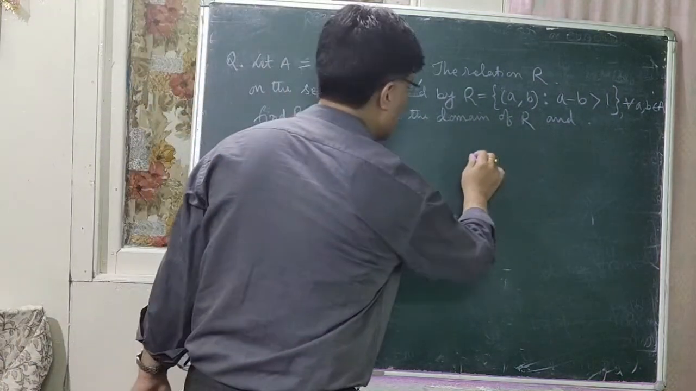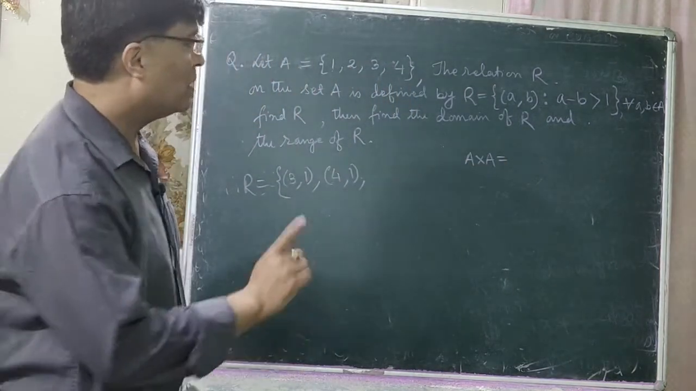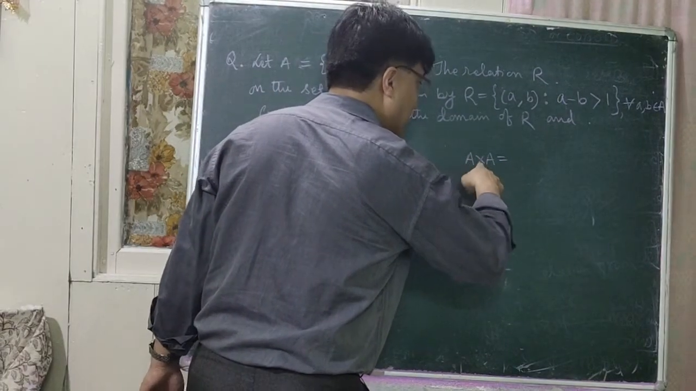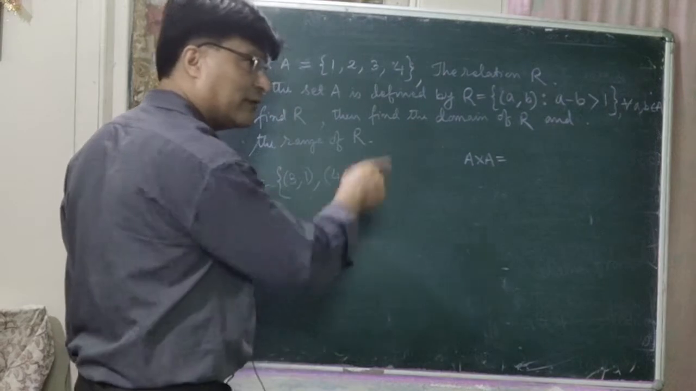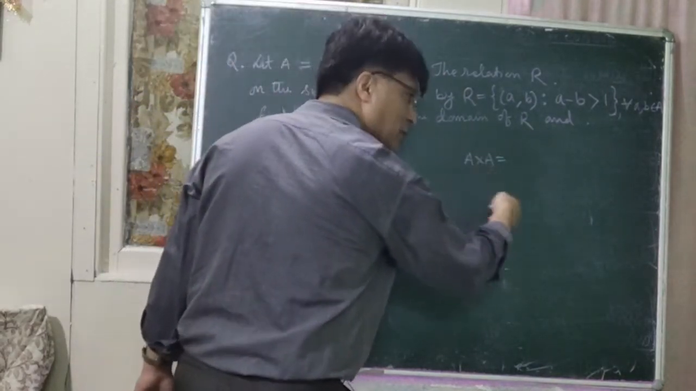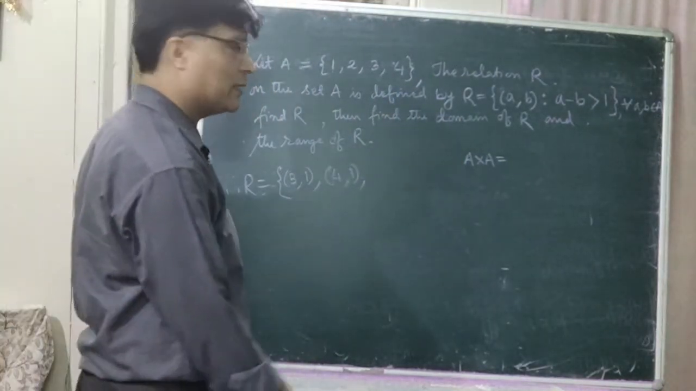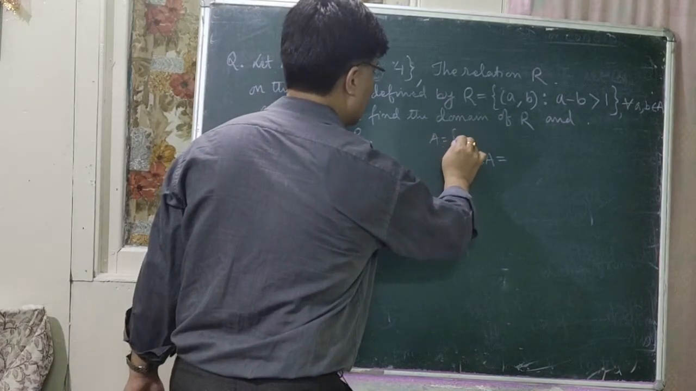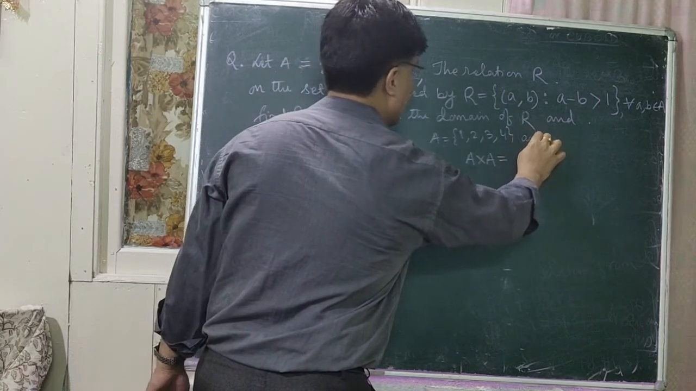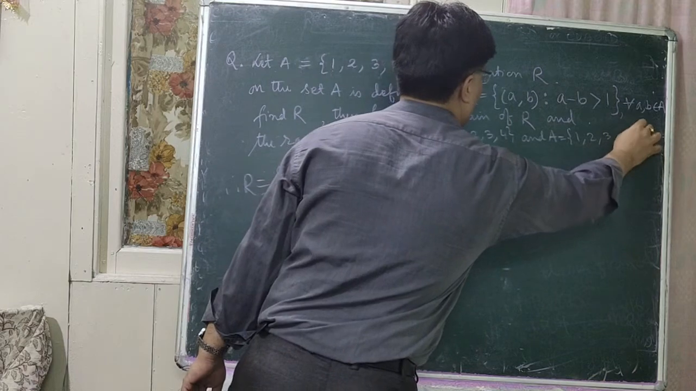So in this case, you have to take A cross A. A cross A means capital A cross itself, the Cartesian product of two sets. So A is equal to what? A is equal to {1, 2, 3, 4}. And also you can take A is equal to {1, 2, 3, 4}. This is the solution.